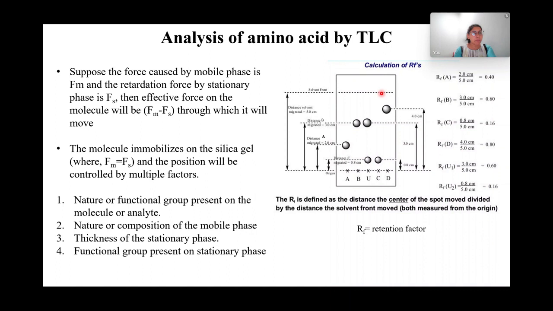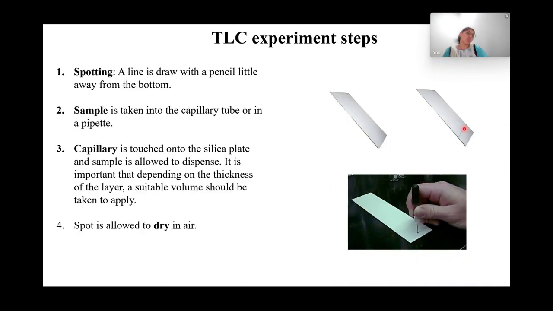So let's just take you over the steps. How do you actually conduct this experiment? The first thing is spotting. After you have made your plate, you make this first line here, which is called the spotting line. This is important because this will be a start point for you to refer to where you have given your samples. If you dip the baseline in the solvent, you lose your baseline, so you keep your baseline a little above the plate bottom, and then from here you load your samples.